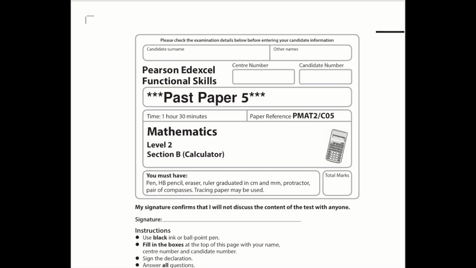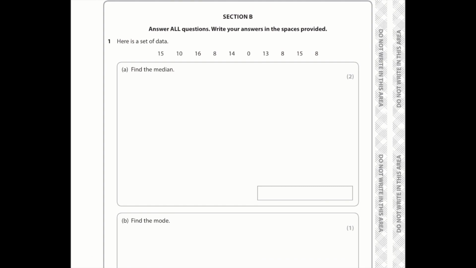Here are the video solutions for Pearson Edexcel Functional Skills Maths Level 2. This is section B, which is the calculator section, and this is paper 5. So let's take a look at the first question. We need to find the median.